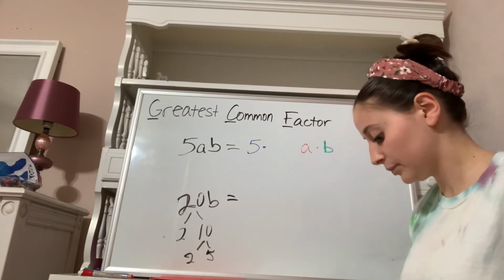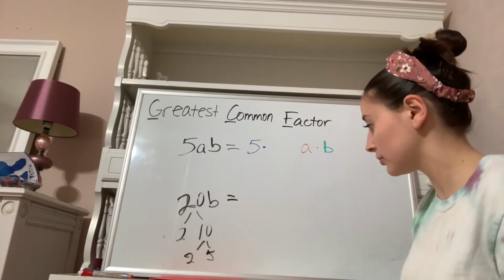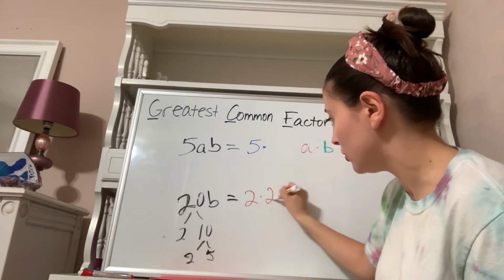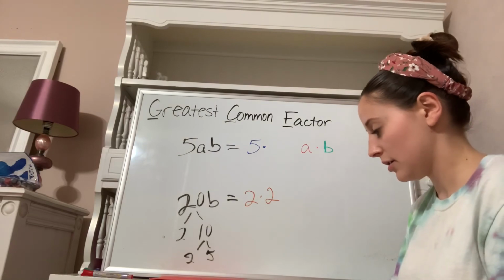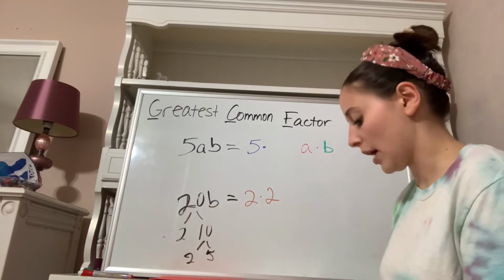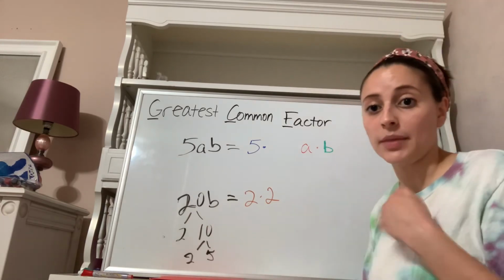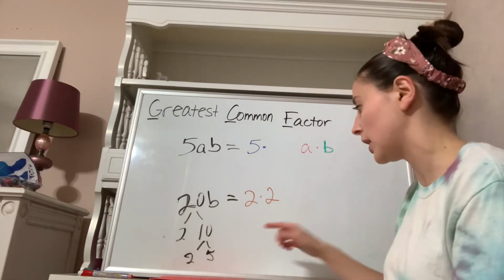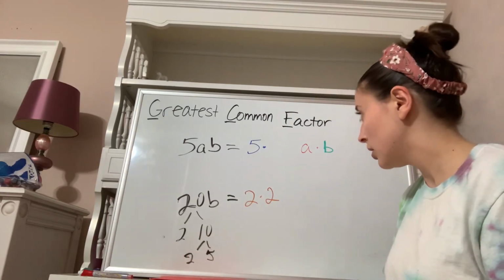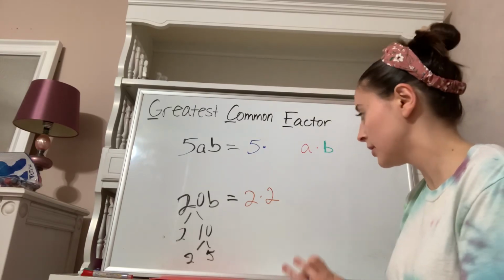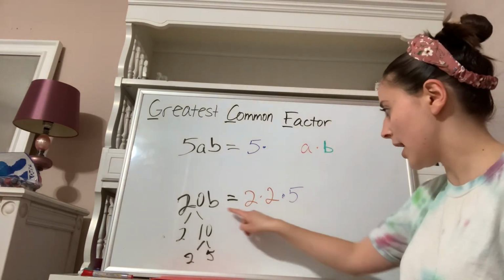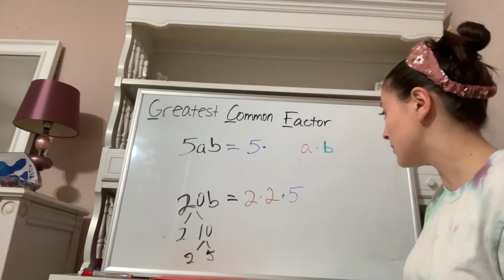So now we have 2 times 2, right? Because these are all being multiplied, okay? Whenever you're doing prime factorization, because we did division every time in the calculator, the opposite of division, multiplication. So we're multiplying all of these back together. So 2 times 2 times 5. Okay? And there's no A, just a B.